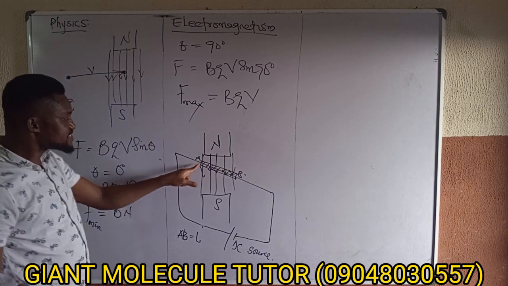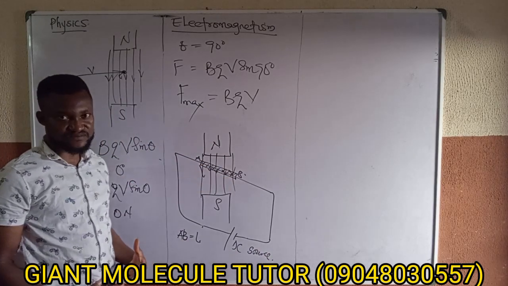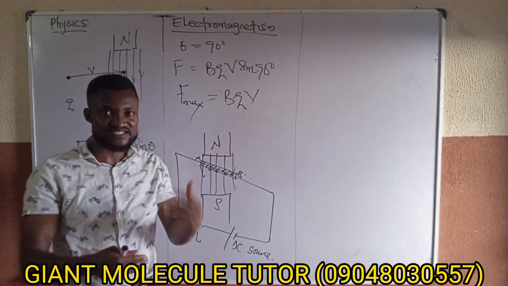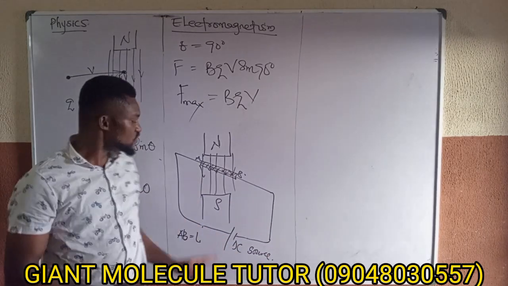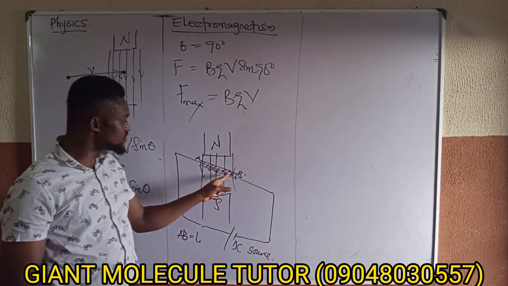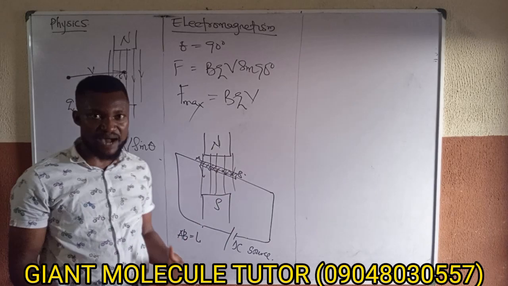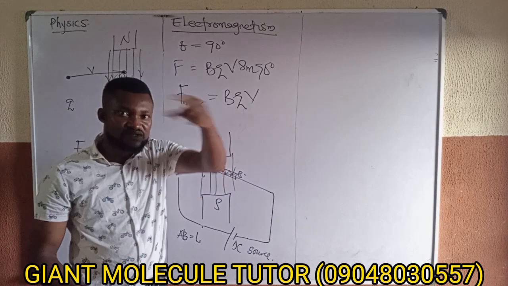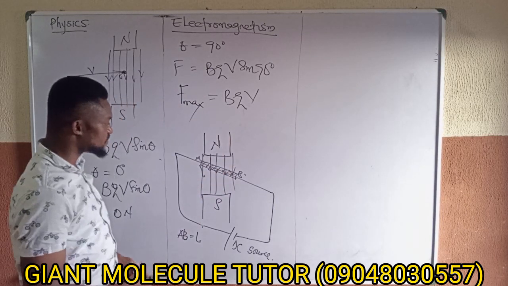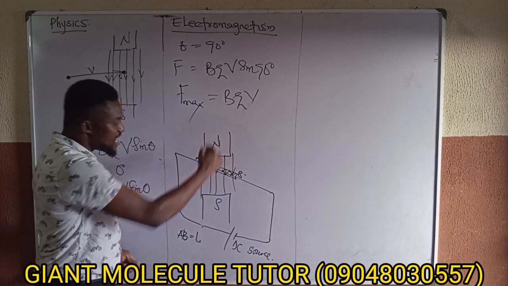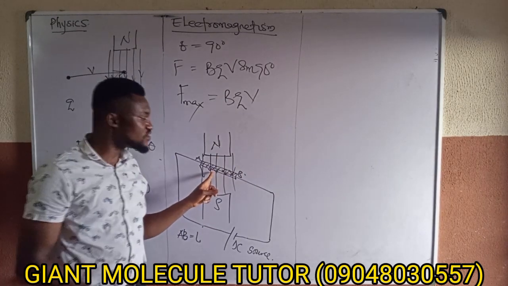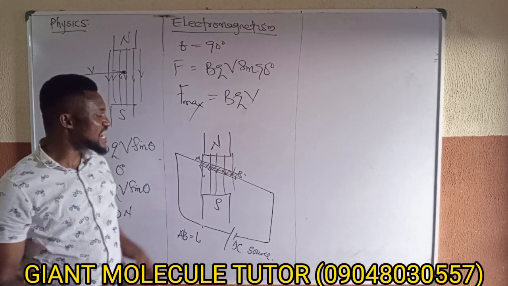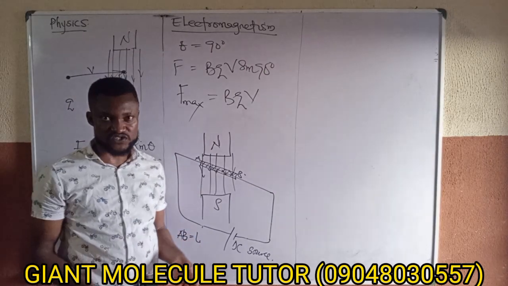Now, the conductor itself will have a magnetic field around it, because there are charges moving through the conductor. So the moment the current passes through this conductor, there will be a magnetic field around it. That's the concentric field. That concentric field around this conductor will interact with the permanent magnetic field, and that interaction will constitute a force.